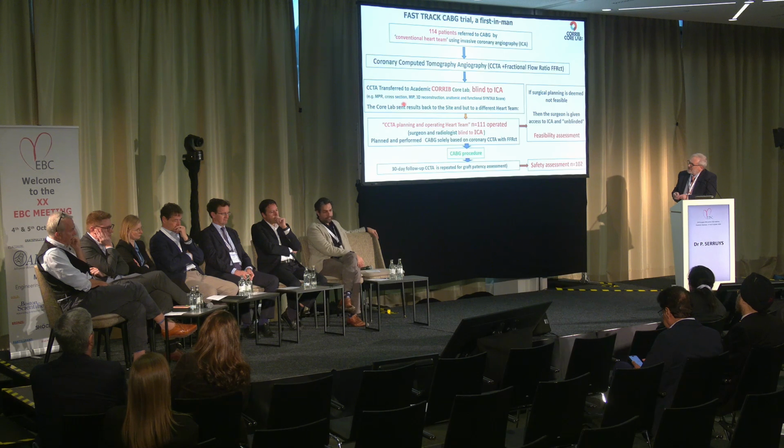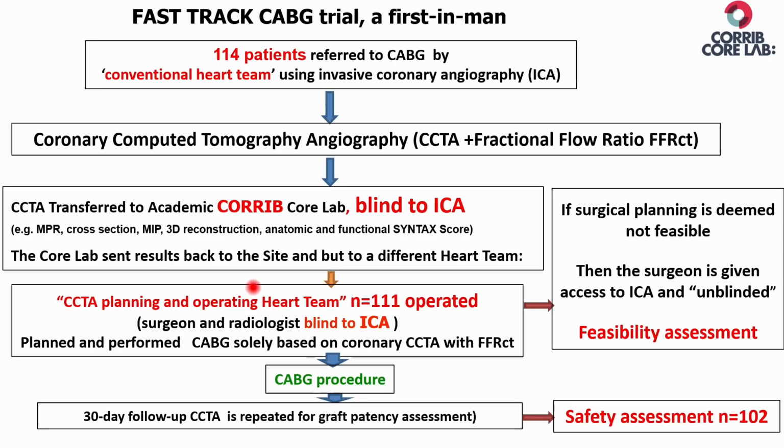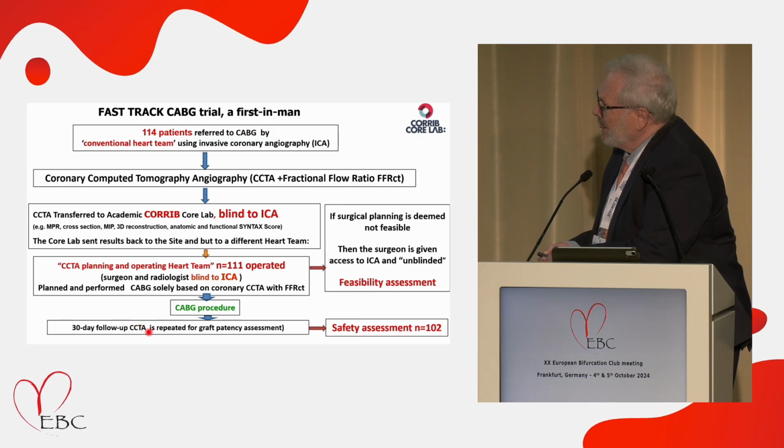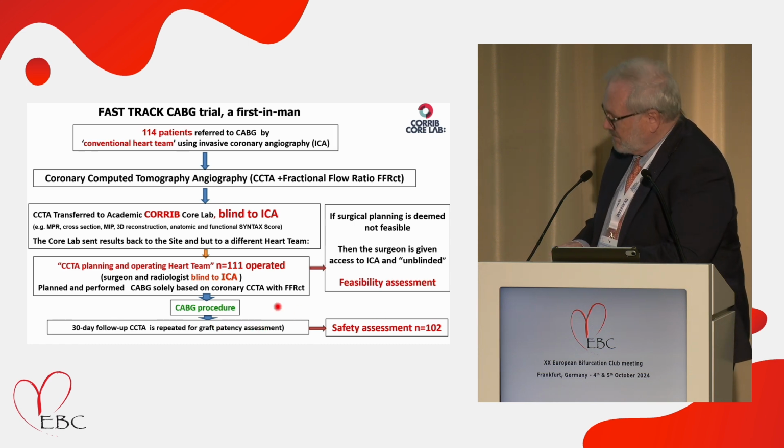And then the core lab sent the result back to the site, but to a different heart team, called the CCTA Planning and Operating Heart Team. That's basically the surgeon and the radiologist blind to ICA. And then the surgeon can request to see a coronary angiography, and then the surgeon is given access to the ICA and unblinded. That's the feasibility assessment. Then they do the surgery, and 30 days later, we repeat the CCTA for graft patency assessment, and that's the safety assessment.